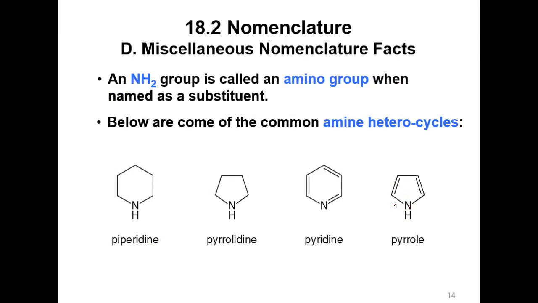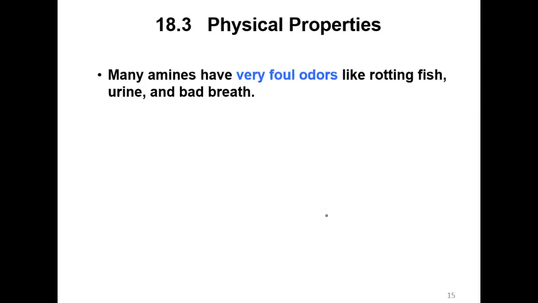All right, here are also some pretty common heterocycles with amines. So piperidine we've already seen, pyrrolidine and pyridine and pyrrole. These types of structures we find actually in RNA and in DNA. They're actually one of our bases in those compounds, and we'll probably see them later. All right, amines have some really bad smell to them. They have a rotten fish smell, or the smell of urine or bad breath.